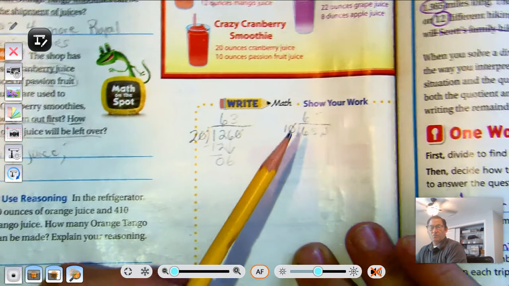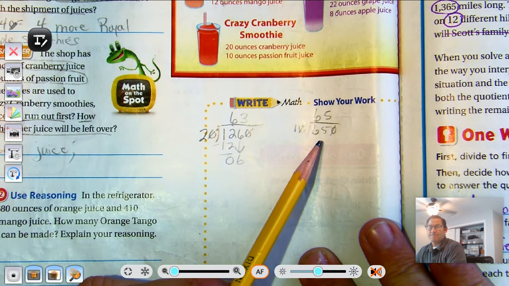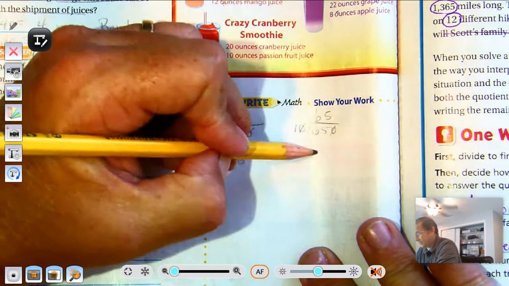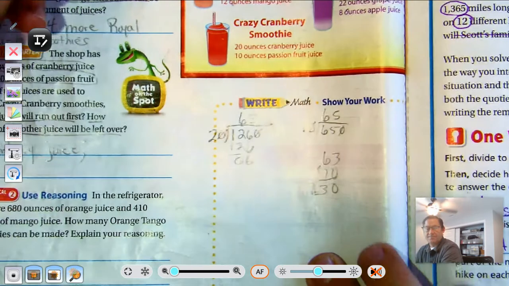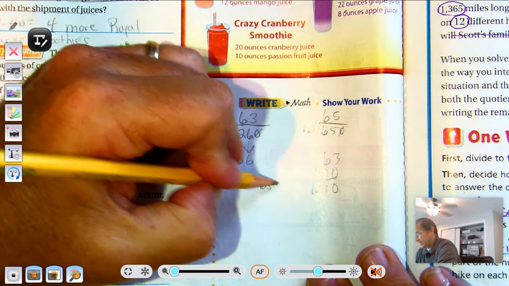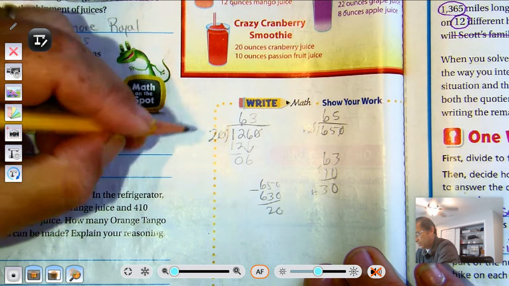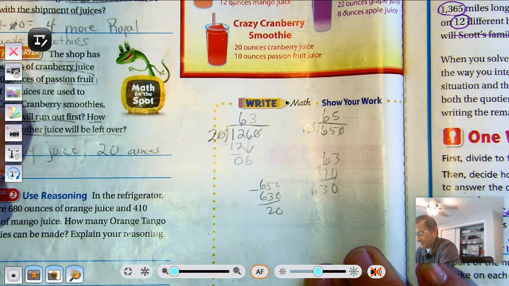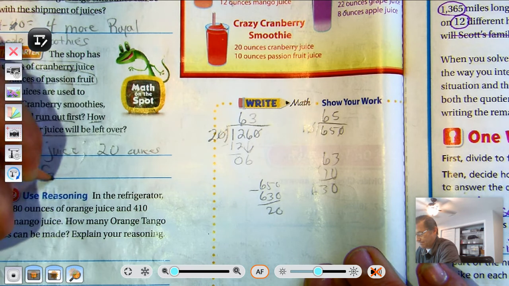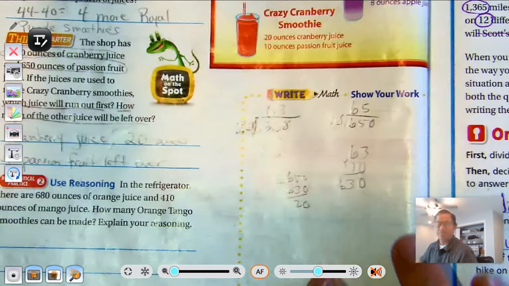Okay, so if we only make 63 drinks, 63 times 10 is 630. So 650, take away 630, there would be 20 ounces left over. 20 ounces of passion fruit left. It's over.